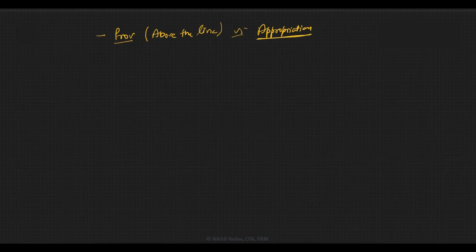Let's take a moment to understand the difference between a provision, which is above the line, or any item created out of appropriation, which we call a reserve, which is also called an item created below the line. Let's look at a P&L to see where is that line that we are talking about.